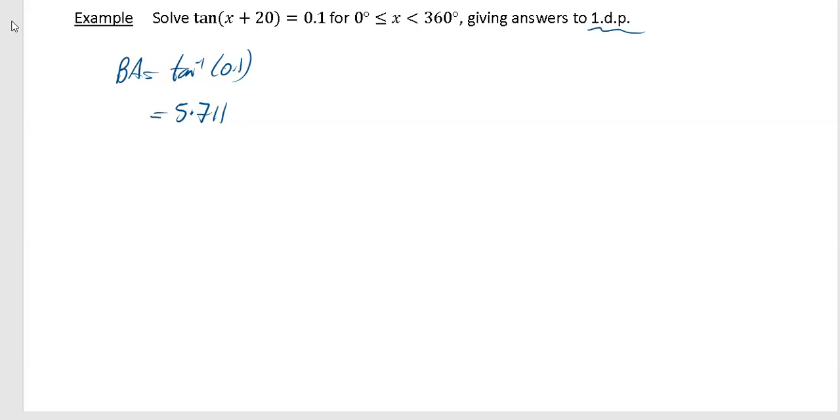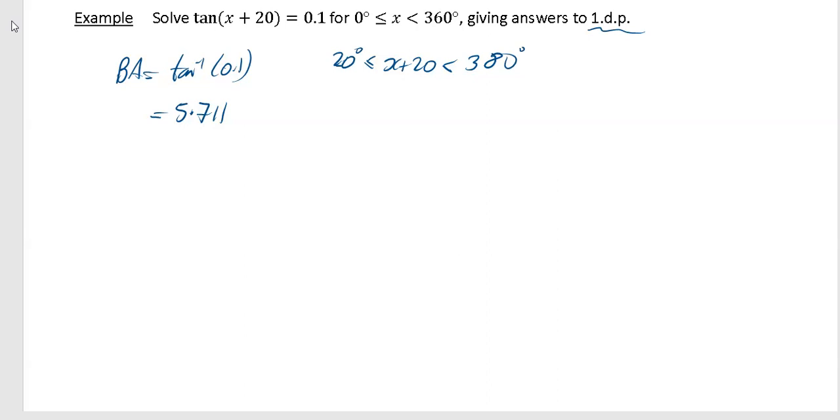And this was on x, 0 is less than or equal to x is less than 360. So if I change that middle thing to x plus 20, that goes up to 380, and that 0 goes up to 20. So that's what we've got so far.